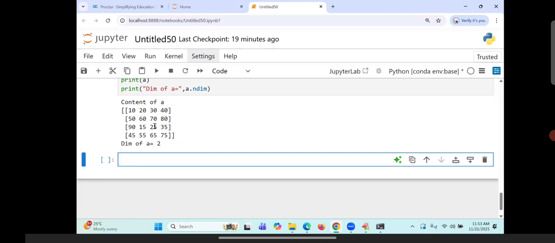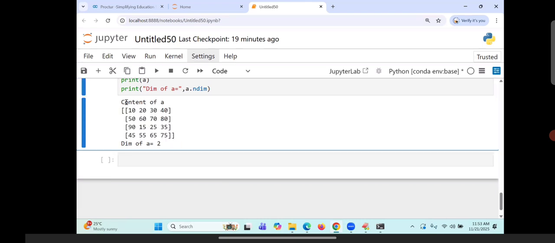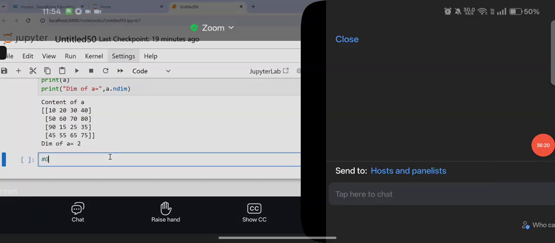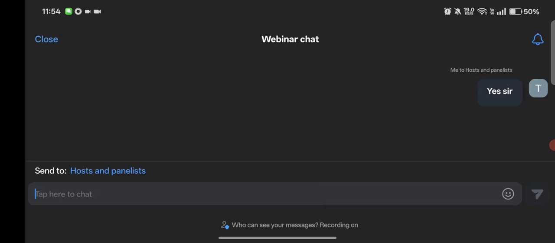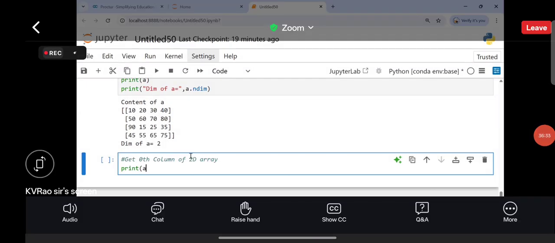Yes. Online students, did you understand? Did you understand? Please respond. Come on, everybody respond. Okay. Get which column? 0th column of the 2D array. Come on, everybody, speak out.